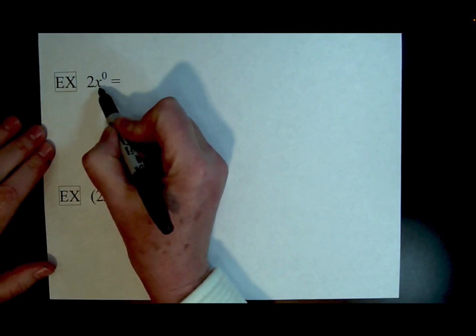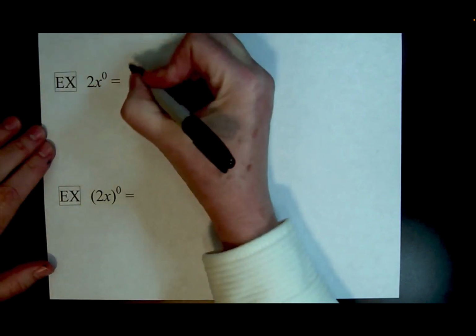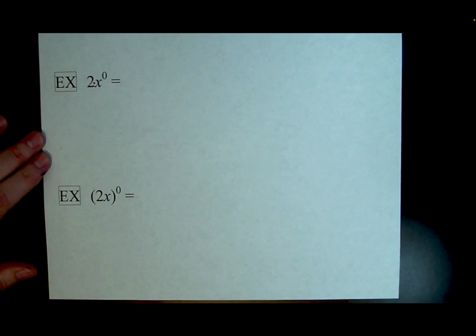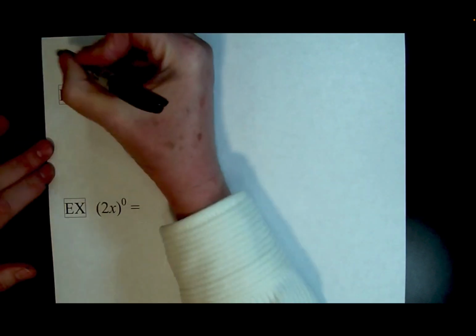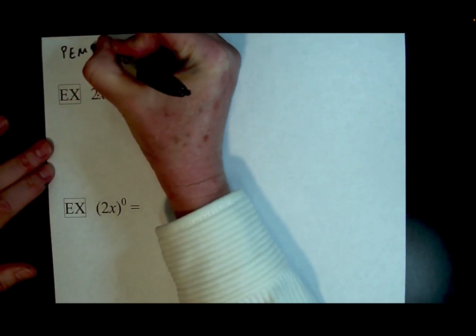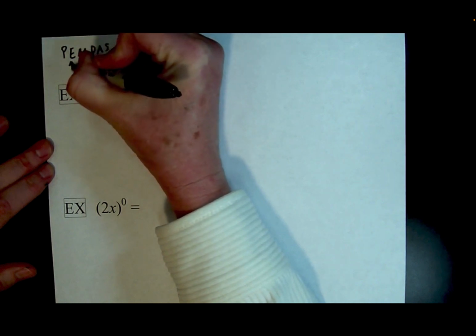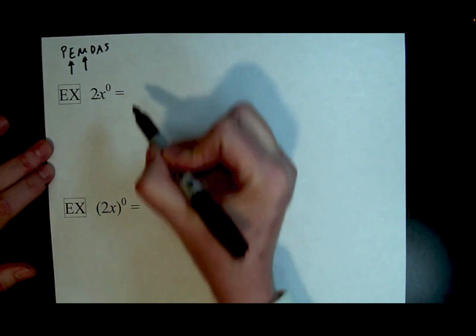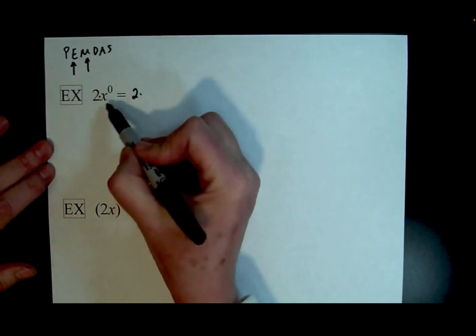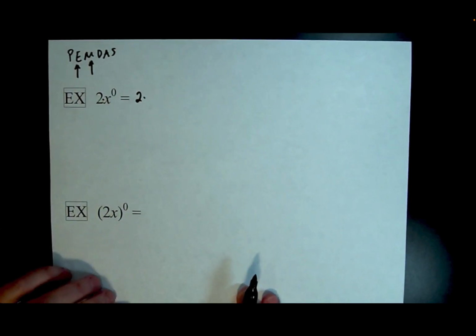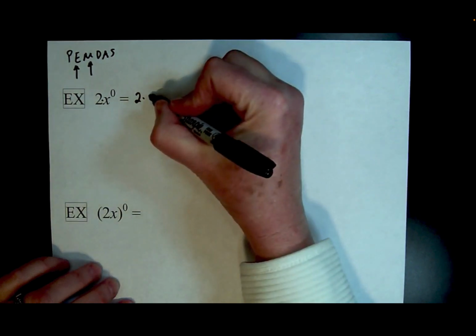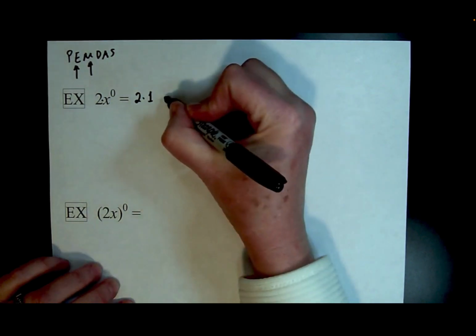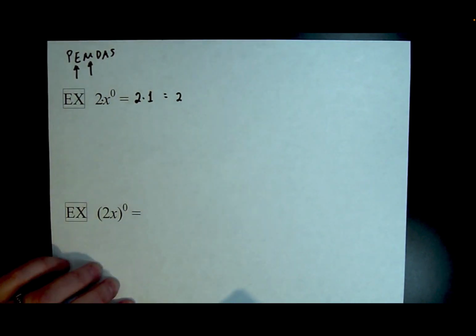So 2x to the 0 power written this way means, remember there's a multiplication there. It's an invisible multiplication dot. And the Please Excuse My Dear Aunt Sally order of operations says I have to do exponents before I do multiplications. So I'm going to have 2 times x to the 0 power, and that x to the 0 power gives me a 1, so I wind up then with a 2.